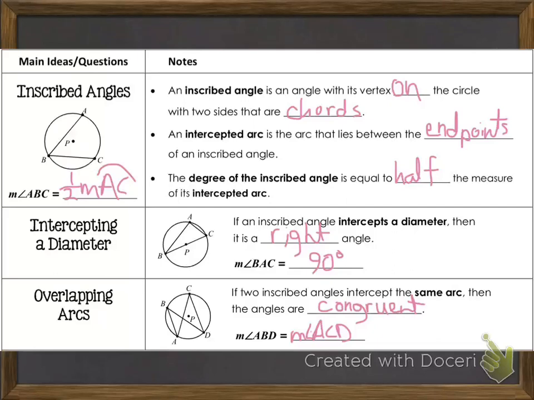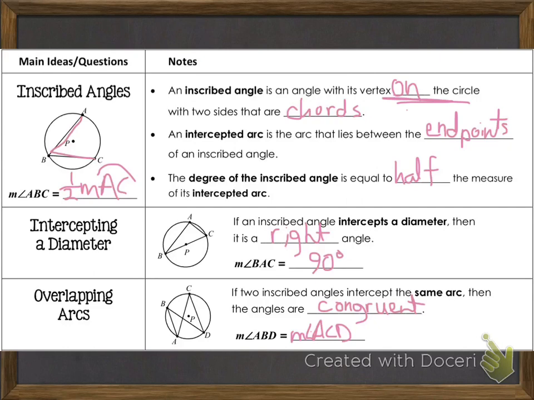So in this video, we're going to talk about inscribed angles and then inscribed quadrilaterals. An inscribed angle is an angle with the vertex on the circle. You can see this angle, the vertex of the angle is on the circle itself. The two sides are chords because they're cutting across the circle. They're not going outside the circle, they're just hitting it in two places.